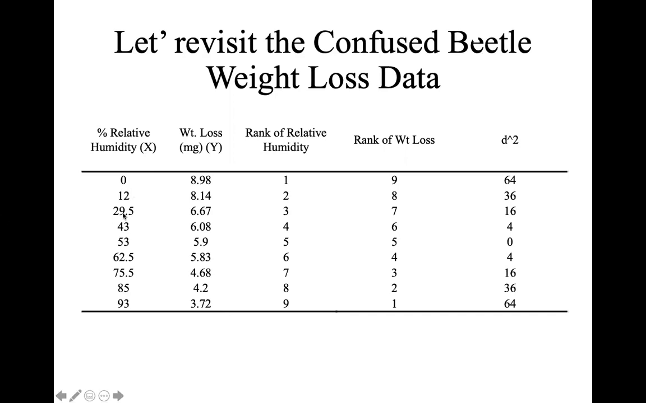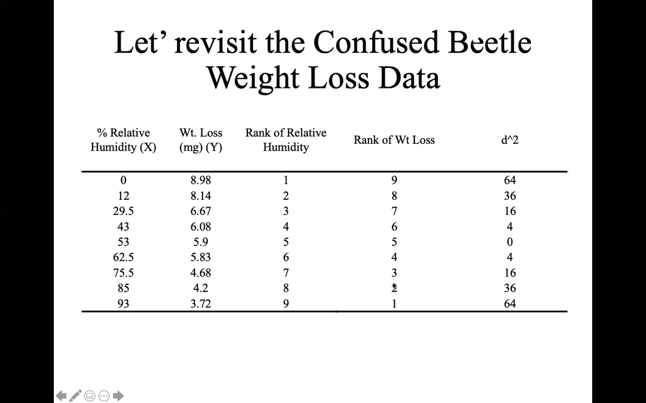It could have been 29.5 at the top, 12 where it's at, and 0 here, and then these ranks would have been 3, 2, and 1 in the relative humidity rank column. So within relative humidity, you rank the values from lowest equals 1 to highest equals n. And then within weight loss, you do the same thing. In this case, because these things are negatively correlated, the low values for weight loss appear at high values of relative humidity, which is why the ranks are opposite.